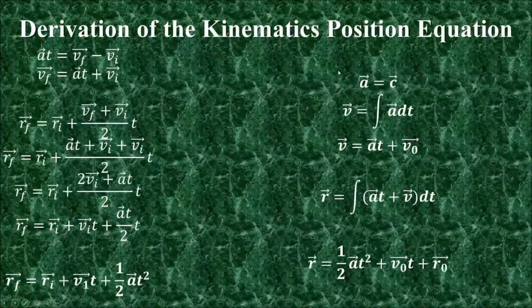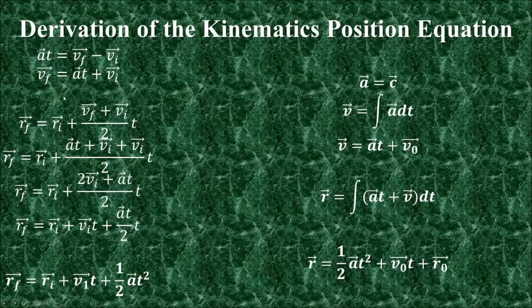The proof for the kinematic position equation can be shown here. Taking the definition of acceleration, we rearrange it to find the final velocity. Then taking the position formula we have used in class, we plug in the final velocity to get this equation. After we do some simplifying of terms, we get the final position kinematics equation that we have learned in high school. An alternative proof is to take an acceleration value that is some constant and integrate it so that we get the velocity, which is equal to the acceleration times time plus the initial velocity. Then we integrate the velocity again to get the position, which results in the exact same equation as we have found here.